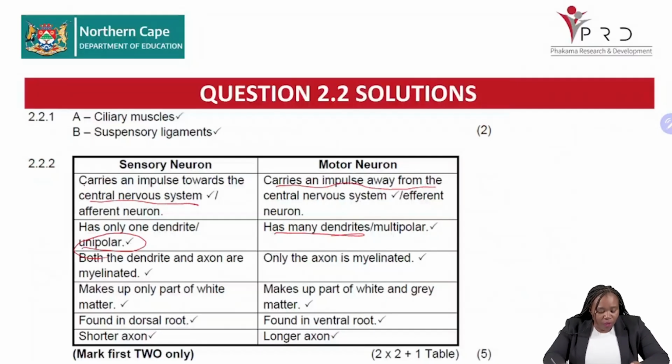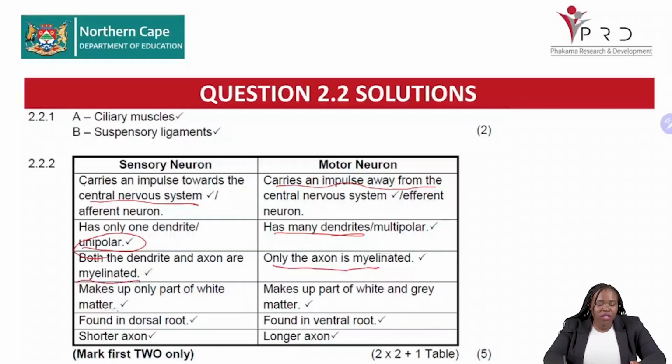Right. Now, with the sensory neuron, both the dendrite and the axon are myelinated, meaning that they are surrounded by the myelin sheath. Whereas with the motor neuron, it is only the axon that is surrounded by the myelin sheath, right? And then next we have the fact that it makes up only part of the white matter, that is the sensory neuron, whereas the motor neuron makes up both the white matter and the gray matter.